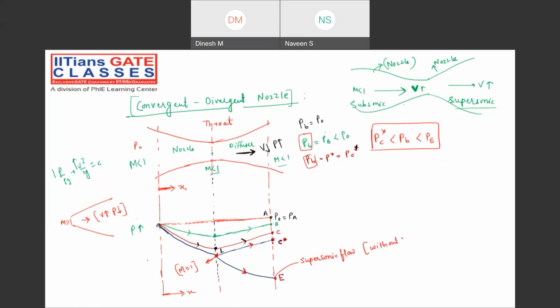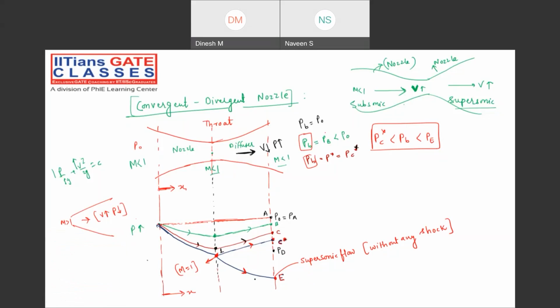without any shock. Yes or no, guys? No disturbance, no shock, nothing is going to be produced. Simply we'll be getting what? Supersonic flow. Our purpose will be fulfilled. But suppose you are not able to maintain the pressure exactly at C star or E. Suppose you are maintaining the pressure to be PD.